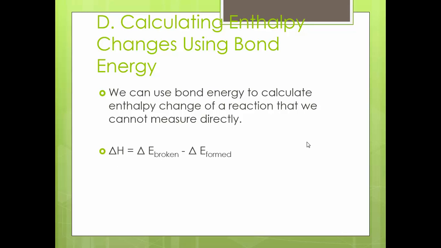We can use bond energy to calculate the enthalpy change of a reaction that cannot be measured directly. The equation is easy. It's broken before formed, so it's broken minus formed. You have to break bonds before you can form bonds, an easy way to remember it. So it's the total energy of the bonds broken, which is the reactant side, minus the total energy of the bonds formed, which is the product side.